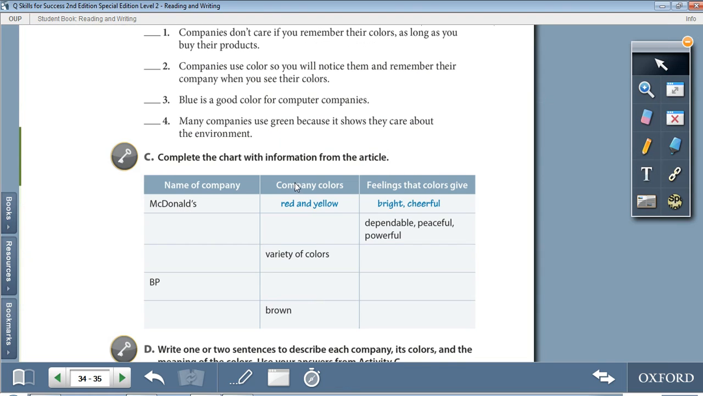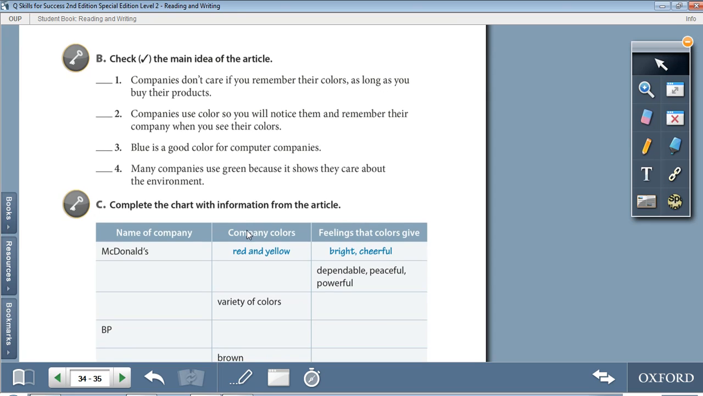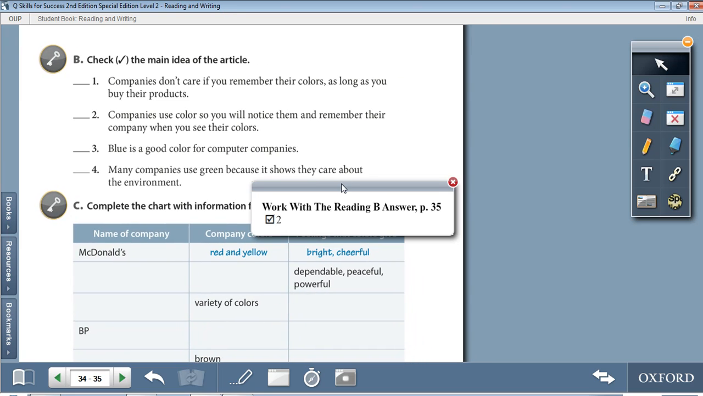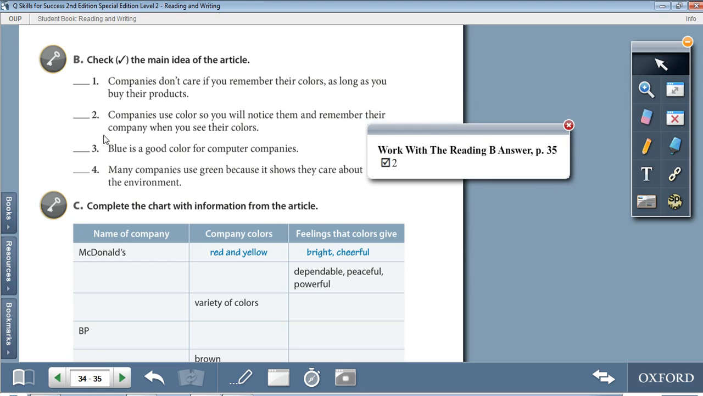Moving on to activity B. Check the main idea of the article. The main idea is number 2. Companies use color, so you will notice them and remember their company when you see their colors.